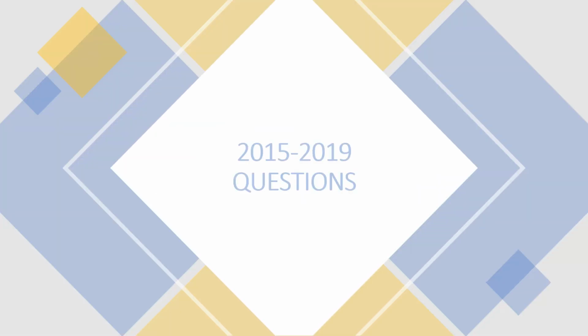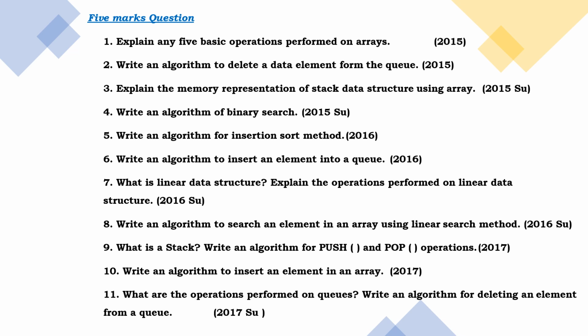Yes, we'll continue with the previous year question papers. We'll discuss now the previous year question papers from 2015 to 2019. In 2015, they asked two questions. So two annual questions. First one, explain any 5 basic operations performed on array. Traversal, searching, sorting, insertion, deletion, merging, any 5 operations you should write. Write an algorithm to delete a data element from the queue, DQ algorithm.